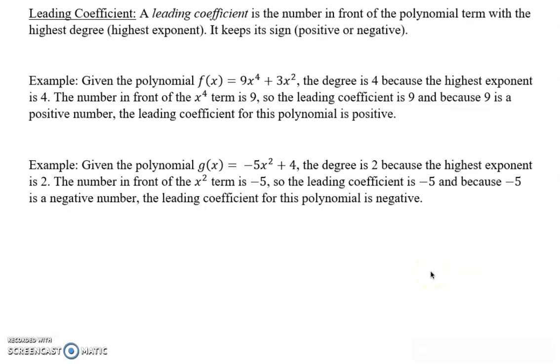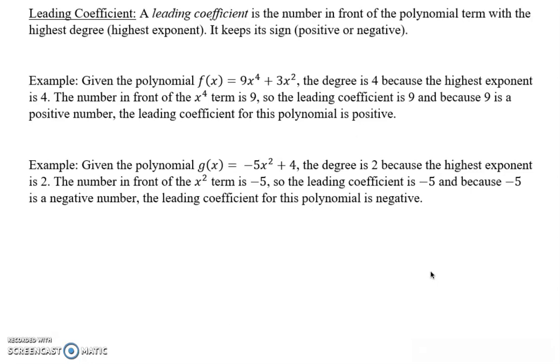A leading coefficient is the number in front of the polynomial term with the highest degree or highest exponent. The important thing about the leading coefficient is to know whether it's positive or negative, and so it would keep its sign, whether it be positive or negative. We have 2 examples here.